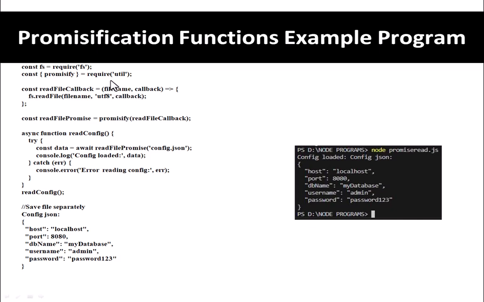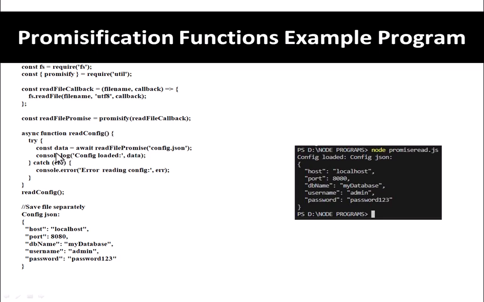Next, a promisification example. Here we are using the util package, so it requires the util package, and we are using the file system package. Next, we are going to use a particular file, and the name of the file is config.json. We need to save this particular file separately.